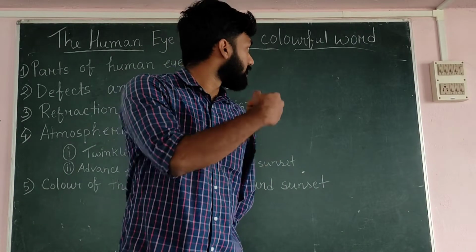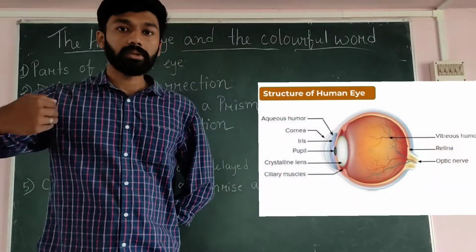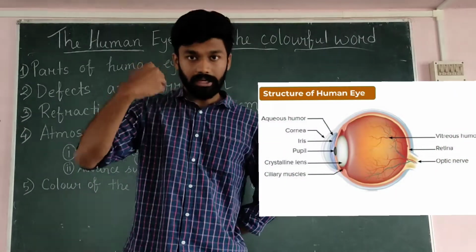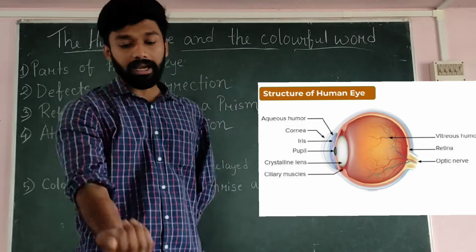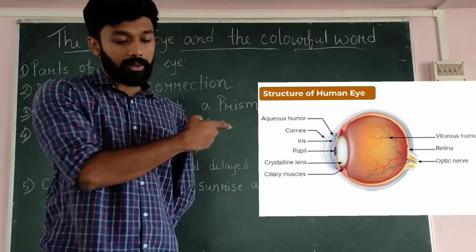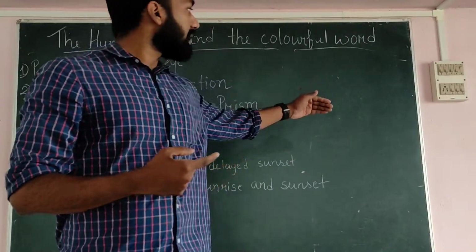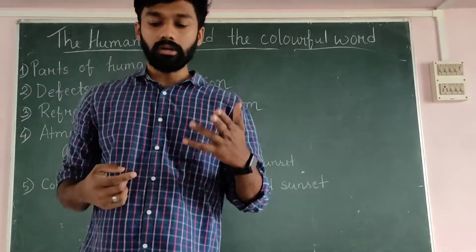The image is coming and passing through the convex lens of the eye, and the image is formed at the retina. What is the retina? The retina is the back portion of the eye. Just look. The retina has many light sensitive cells, which are called cones and rods.